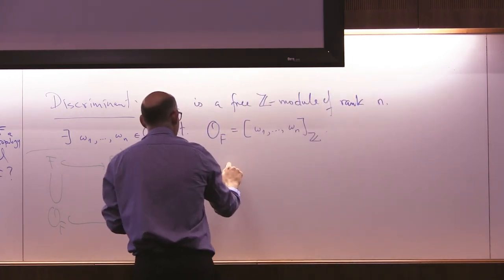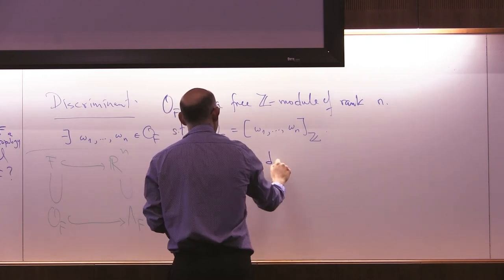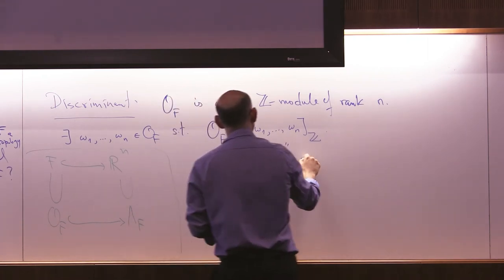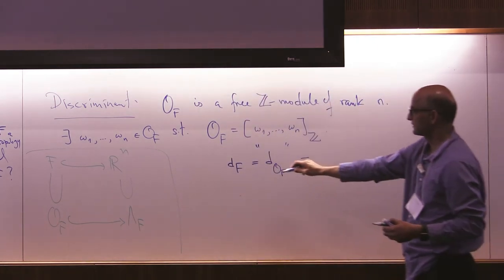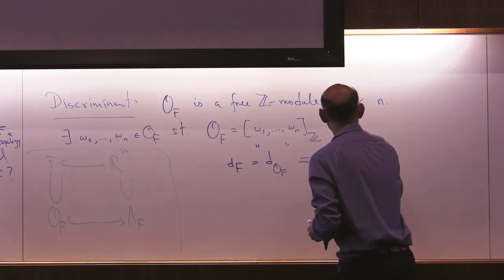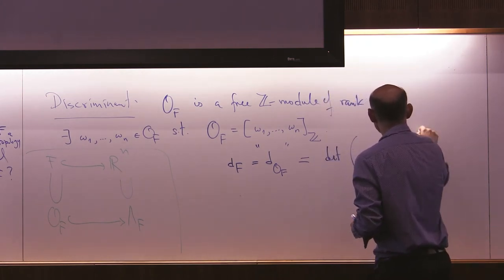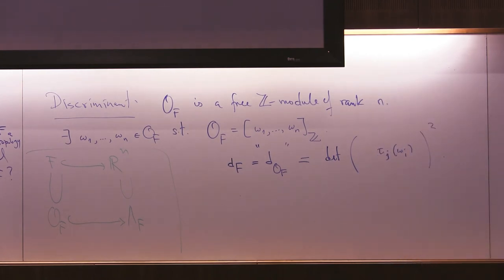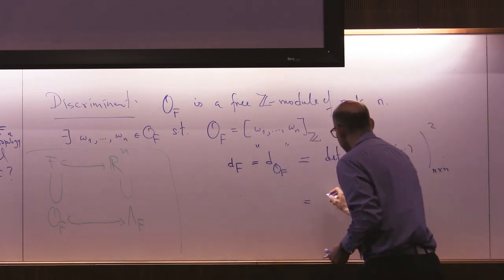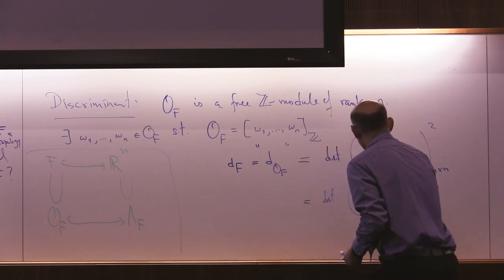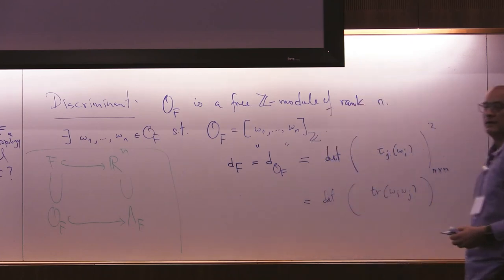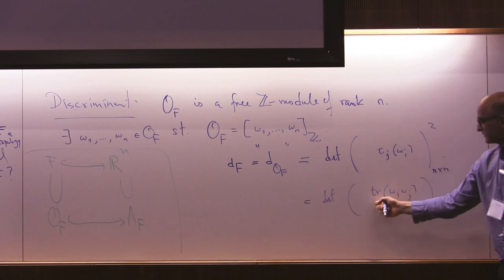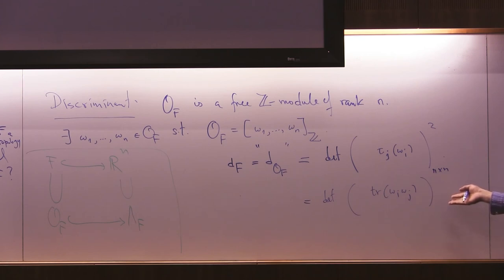But the way that we define it is that the discriminant of F, which is really the discriminant of OF in some sense, although we almost never call it that, we just say the discriminant of F, is the determinant of the tau j of the omega i's, squared. So you take the jth embedding of omega i and make this n by n matrix. But it's also, after a little exercise, equal to the determinant of the matrix of the trace of omega i omega j. And these are all integers, and that's how you see that this is actually an integer.